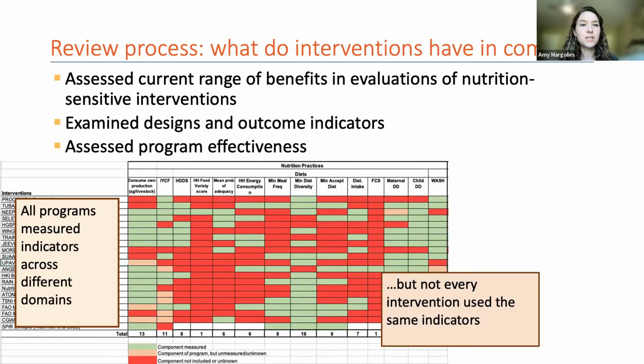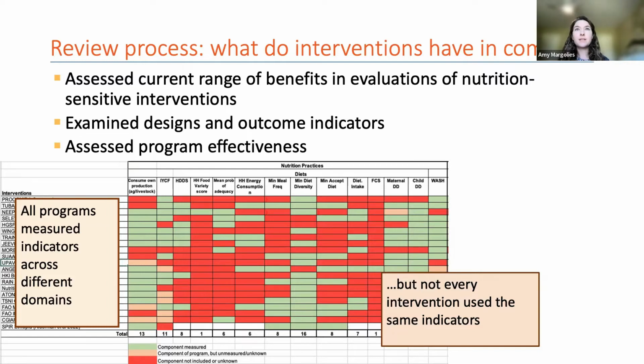So as a beginning of this process, we did a very thorough review looking at intervention designs and program impact pathways across 21 different interventions pulled from the Gates Agriculture and Nutrition Grants, as well as many different IFPRI interventions that have been evaluated. We looked at mapping these impact pathways to the nutrition-sensitive demand and supply framework to identify common features and indicators. So we found that looking across all these different projects, all these programs measured indicators across different domains, but not every intervention used the same indicators. So everyone is measuring something, but not everybody is measuring everything.